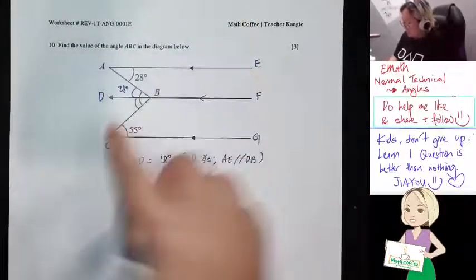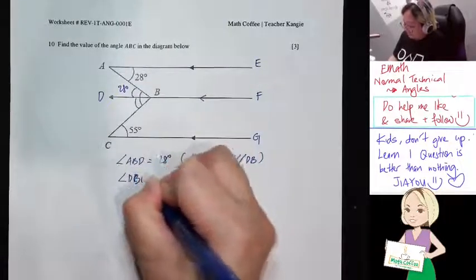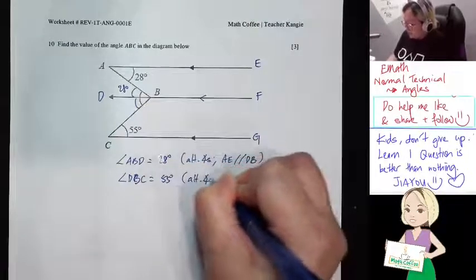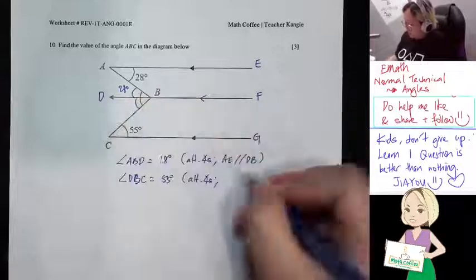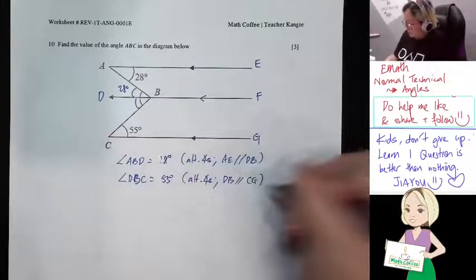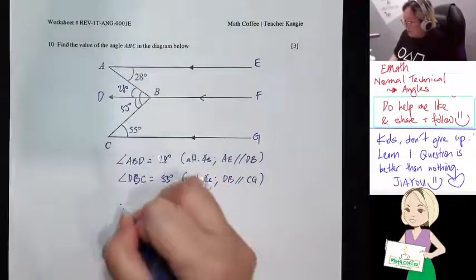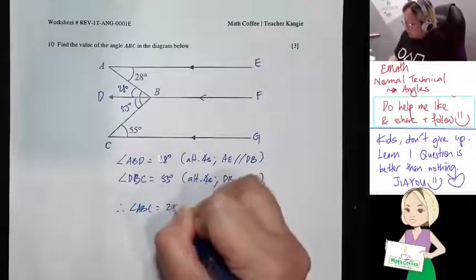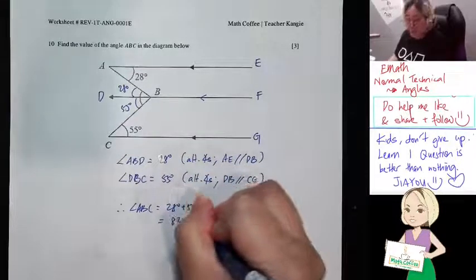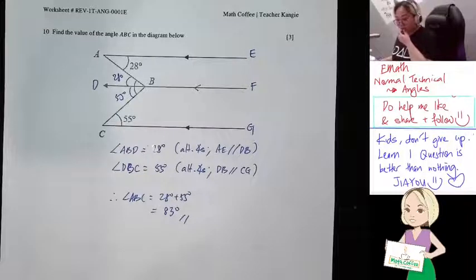Then now we're going to say this one. So you say angle DBC equals to 55. Again, it's because alternate angle. Okay, DB parallel with CG. So now you can say, therefore, angle ABC equals to 28 plus 55 degree. Okay, which is 83 degree. Yes. Although it doesn't make sense, right?